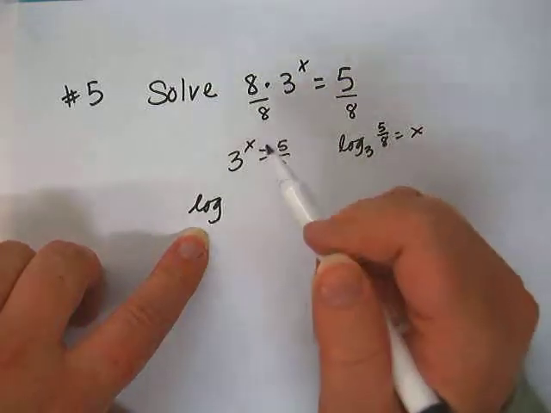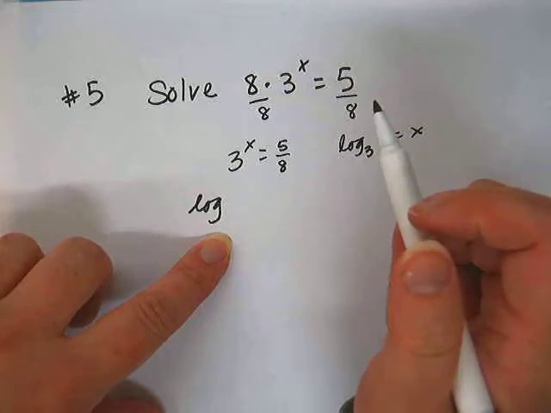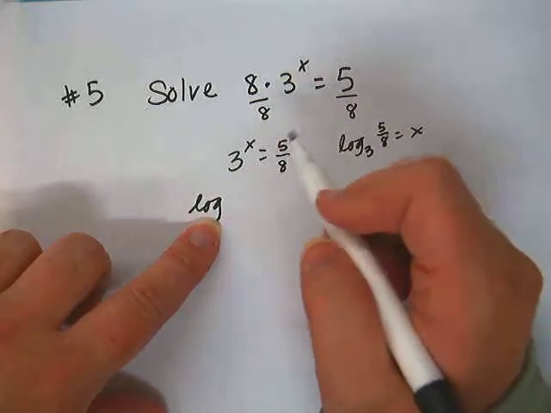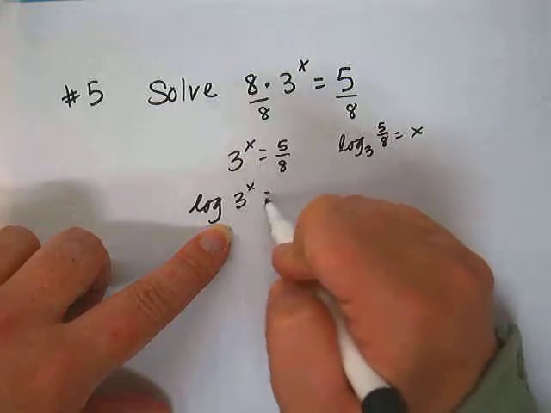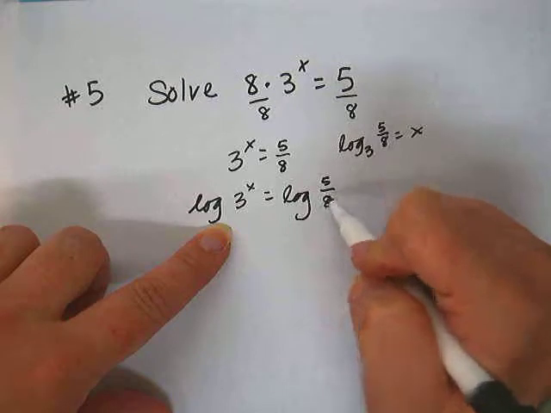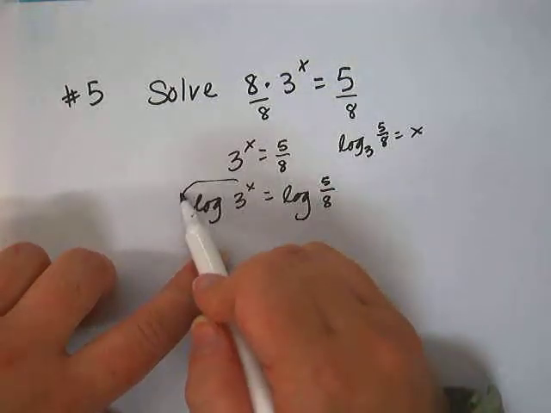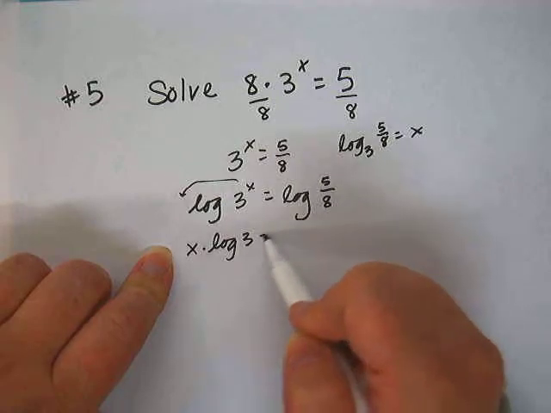But I'd rather just do the log or natural log of both sides. It doesn't matter which one you do. When we get to section 7 and 8, we will use natural log most of the time. I'm using log base 10, but like I said, it does not matter whether you use log base 10 or log base e.